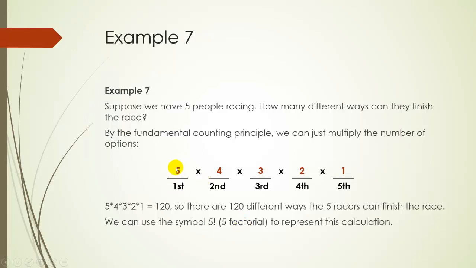So you're going to start off with whatever whole number you have. In this case, it was 5. And then you multiply by the next whole number down, which is 4, then 3, then 2, then 1. So 5 factorial will be 5 times 4 times 3 times 2 times 1.